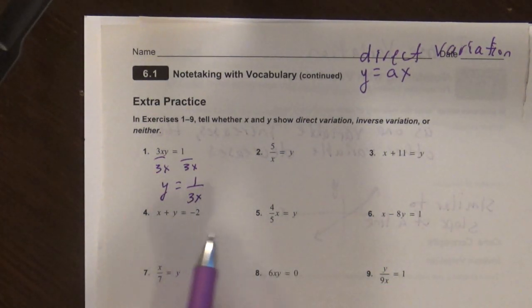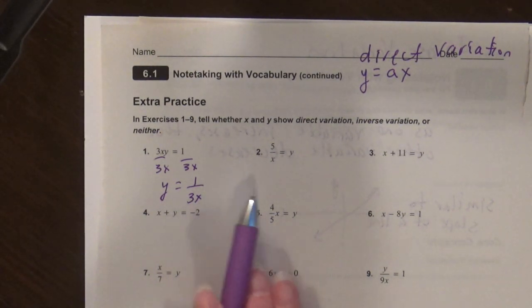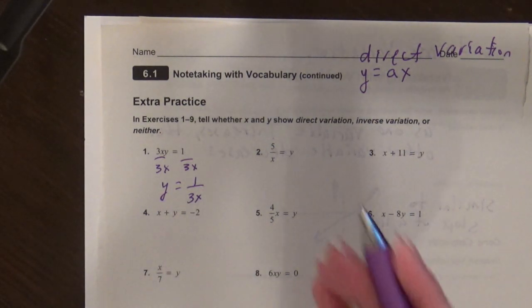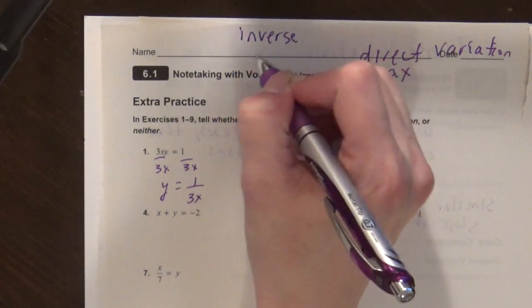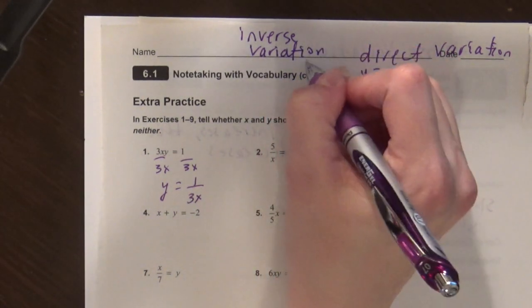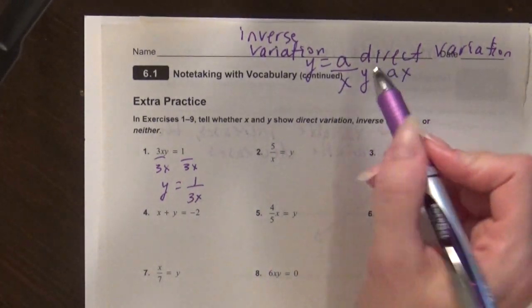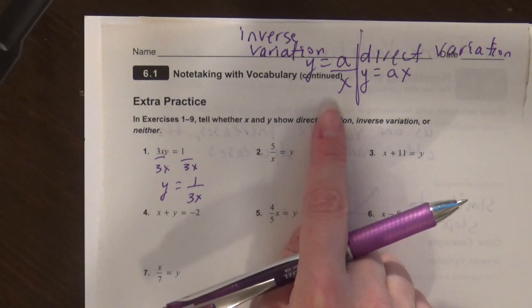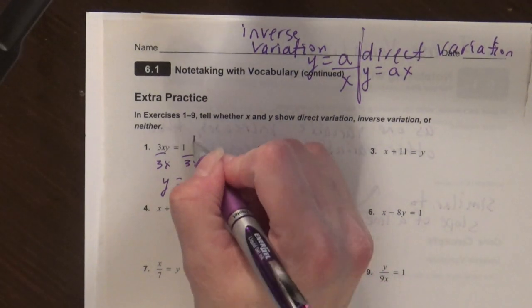Because x is showing up in my denominator, and I don't have any additional terms out here, this is a version of inverse variation. And inverse variation looks like y equals my constant divided by x. Because it was similar to this, where I'm dividing by x, this is an example of inverse variation.